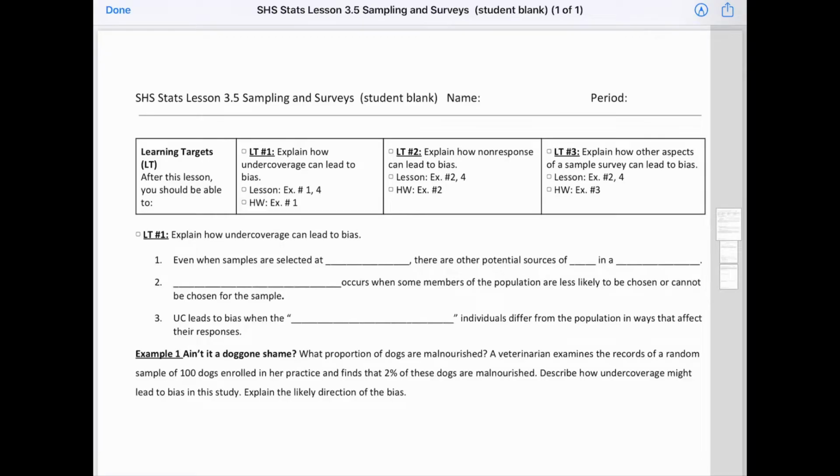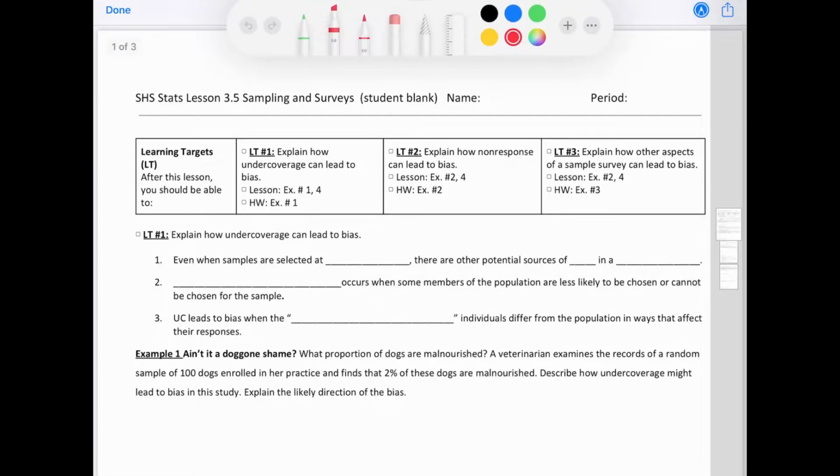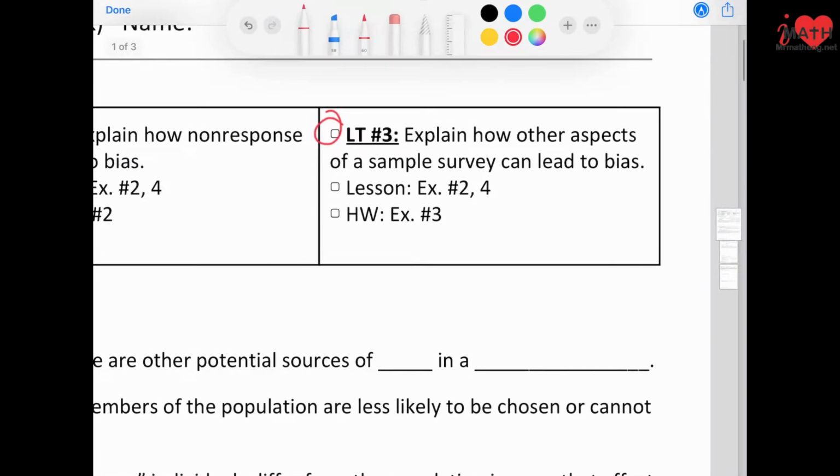Hey guys, let's go over Stats Lesson 3.5, Sampling and Surveys. Learning target number 1, explain how undercoverage, or another word for under is less coverage, leads to bias. Learning target number 2, explain how non-response or no responses can lead to bias. And then learning target number 3, explain how other aspects of a sample survey can lead to bias. Okay?